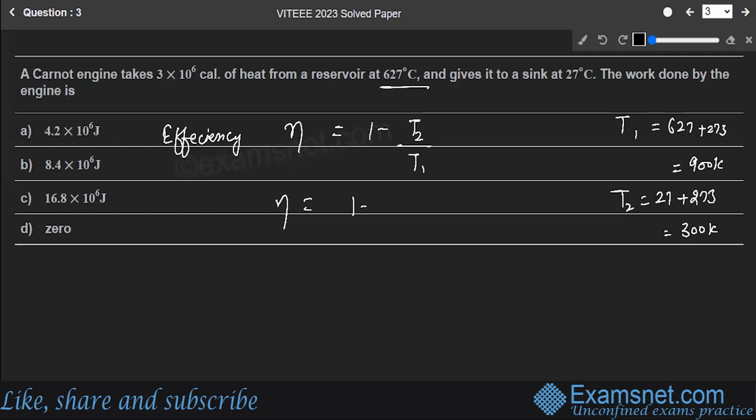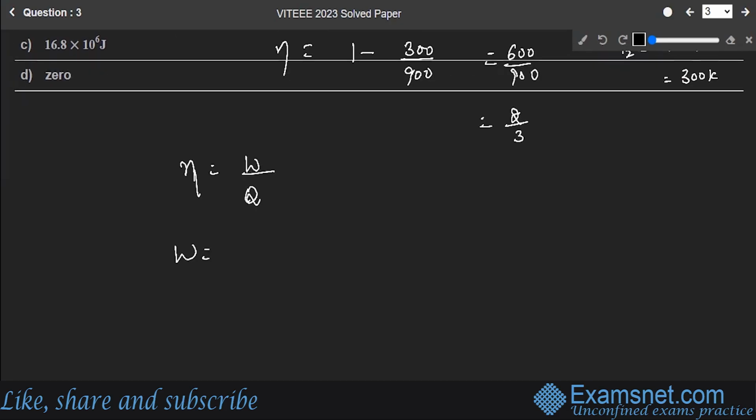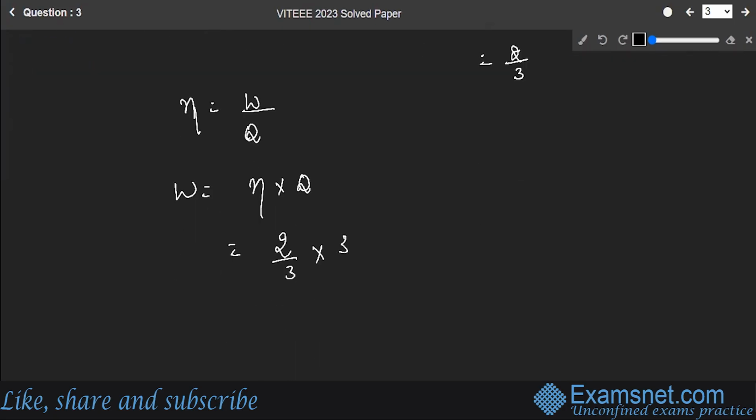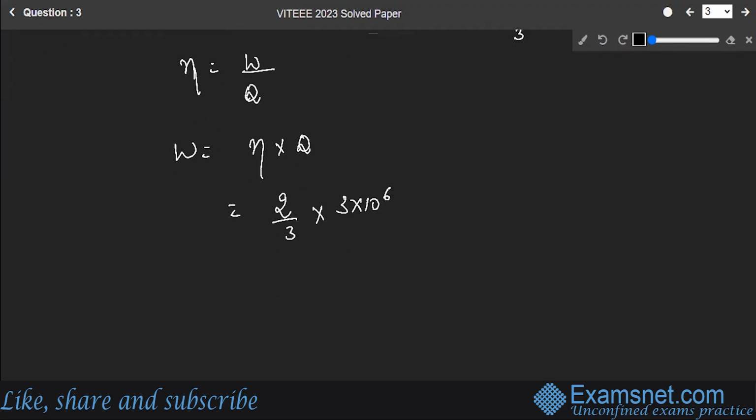So the efficiency is given by 1 minus 300 upon 900. This is equal to 600 upon 900, or approximately 2 by 3. Now, this efficiency is also equal to work done upon the heat, and we have to find out the work done. So work done is equal to efficiency into the heat. Efficiency we just calculated, this is 2 by 3. And the heat is 3 into 10 power 6.